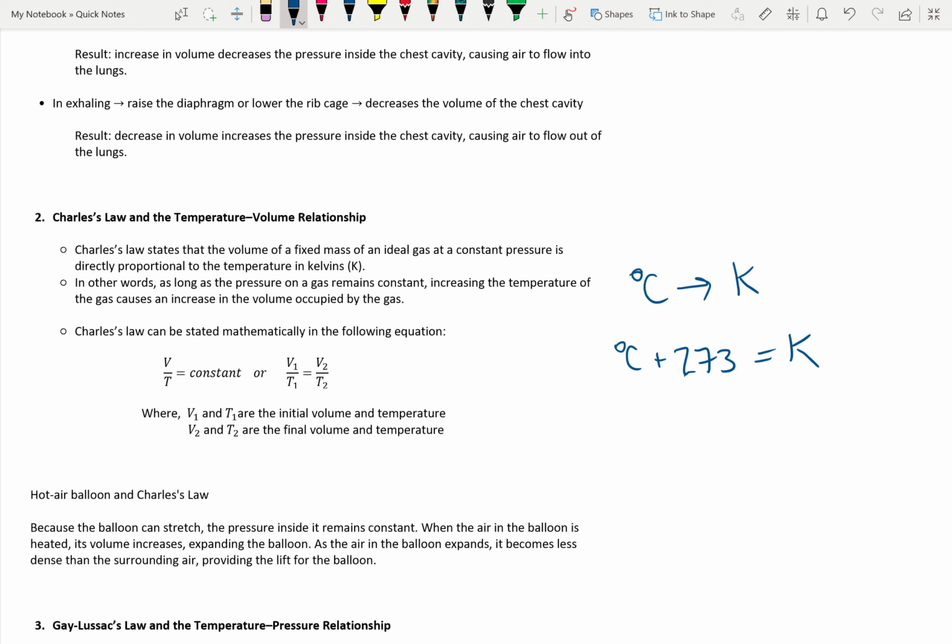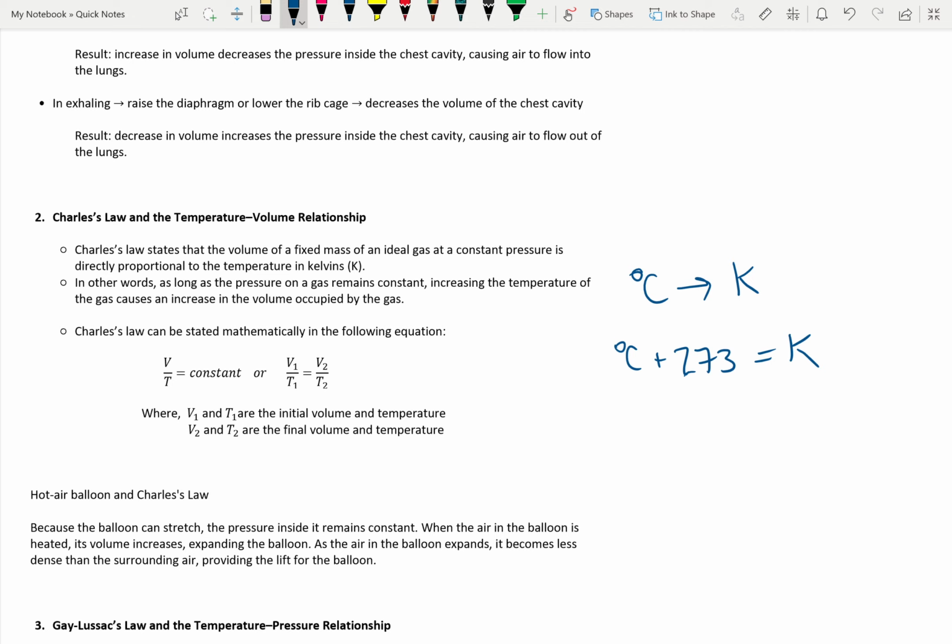So here we have a constant pressure. Our volume and our temperature are changing. And we can write that mathematically, where we have our volume 1 over our temperature 1, which is the initial, is equal to volume 2 over temperature 2, which are the final volume and temperature.